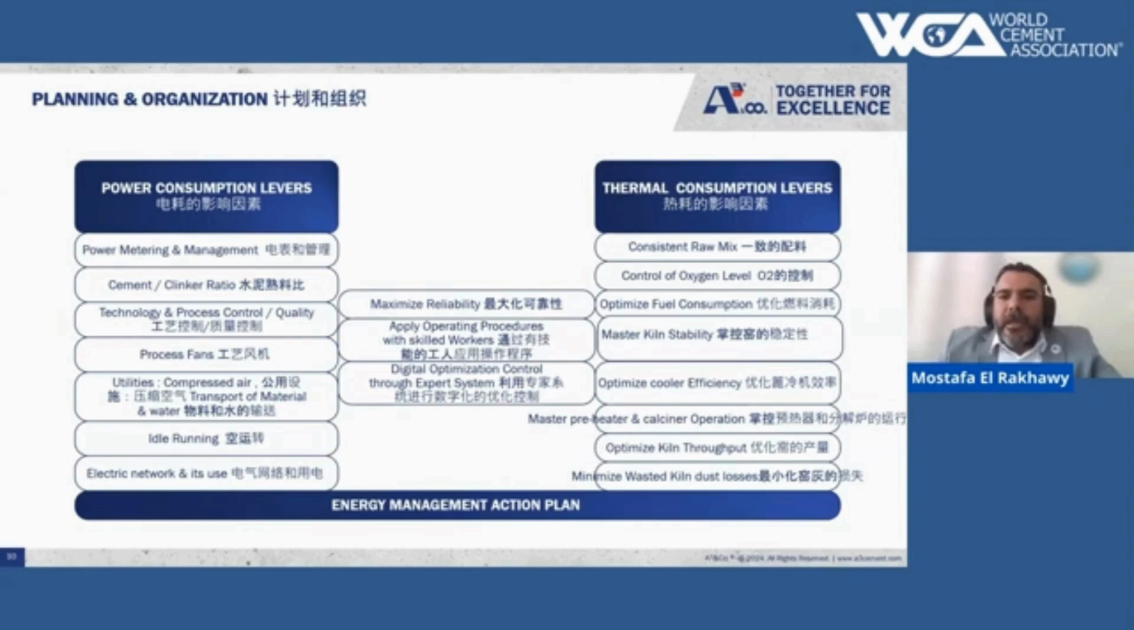And then, after that stage, we start to identify the actions. Normally these energy management actions should be within that context, either in thermal consumption or in power consumption. So the actions always come from the audit results and the comparison of the audit results with our design and reference values and targets and OEM reference values, for example. The actions will contain, of course, raw mix optimization actions, oxygen control actions, burner or fuel consumption through the burner optimization actions also.